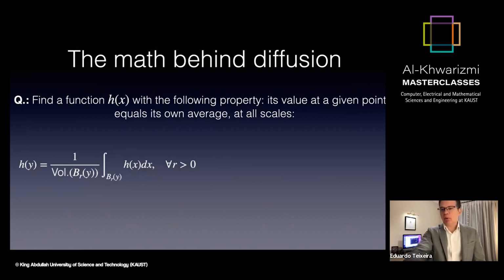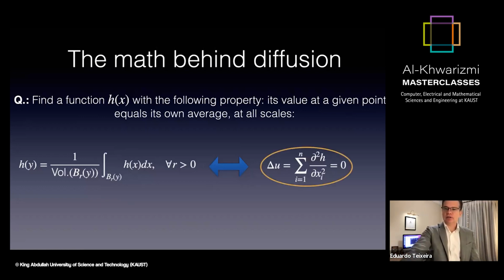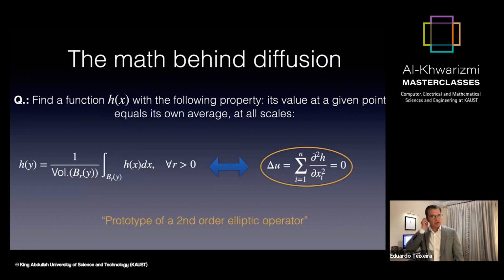And it's a simple exercise to verify that, if you assume that the function has enough smoothness, then this is actually equivalent to the function satisfying the Laplace equation, right? So the sum of the pure second derivatives equals 0 is equivalent to this nice averaging property. And the Laplacian is, of course, the prototype of a second order elliptic equation. It's a very homogeneous, constant coefficient operator. It's the nicest second order operator that we have.